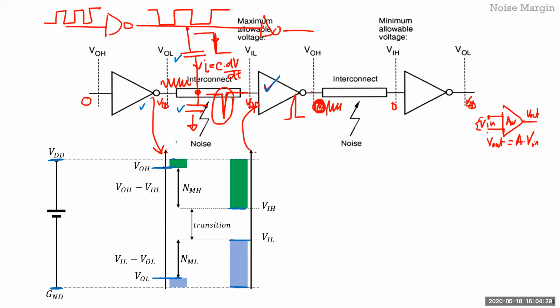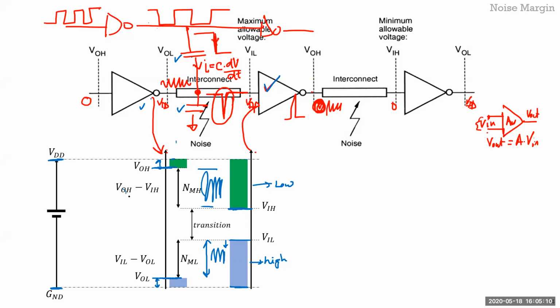So if you're guaranteed that your output is always going to be in this region, and you're guaranteed that this inverter will consider everything up to this point as input high, and anything below this as input low, then within this whole range you can put all the noise you want and the output will still be low, right? Because this is input high. Same thing here: within this range you can put all the noise you want, the output will be high, it'll not change, it'll just stick.